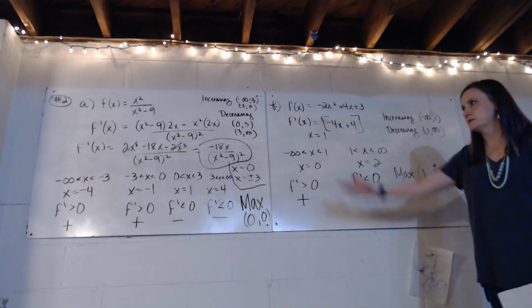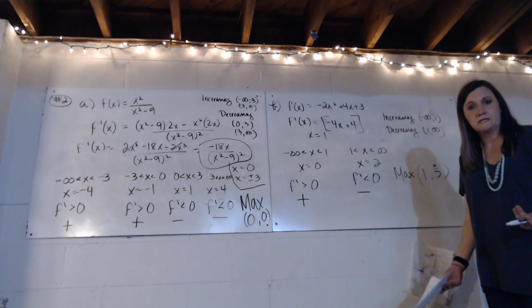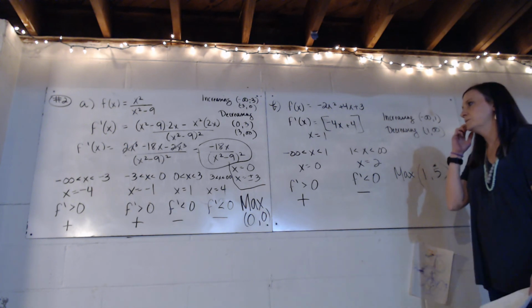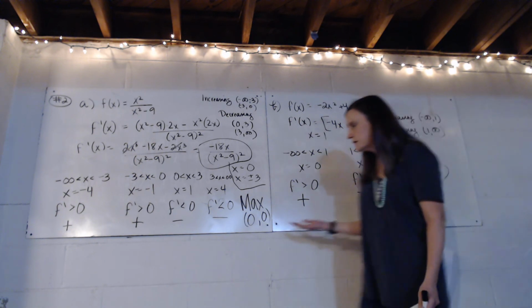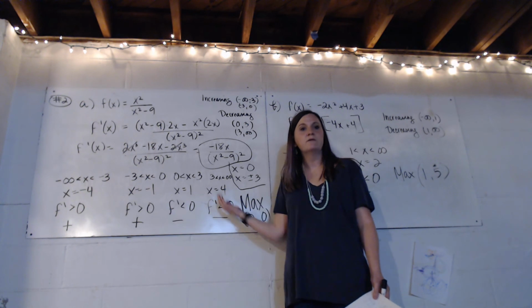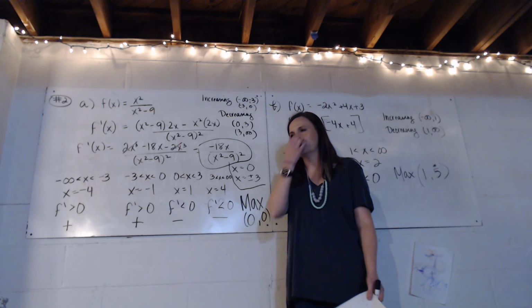So that's, in a nutshell, finding intervals over which something is increasing or decreasing, and finding maximum and minimum values on open intervals. To find those maximum and minimum values, we just look at where the first derivative changes from positive to negative or from negative to positive. It will always be at a critical point. So we just look at those critical points.